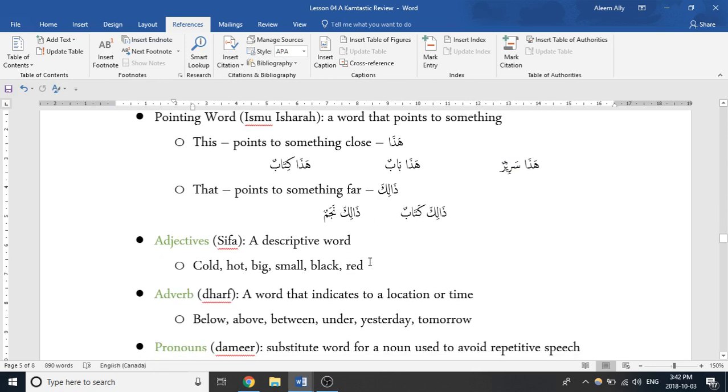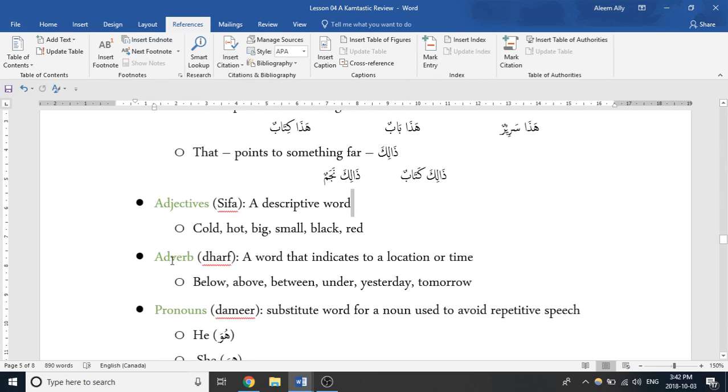Next up are adjectives, which are descriptive words. So cold, hot, big, small, black, and red. And when we jump into phrases, we're going to be dealing with adjectives a lot more, because you can take an adjective and the word that's describing and have an incomplete sentence, such as black car. That's an incomplete sentence because it's missing some news about that black car.